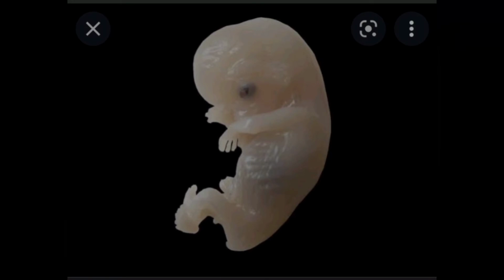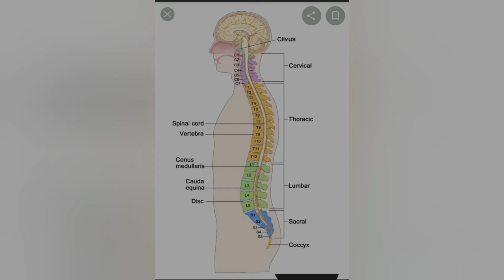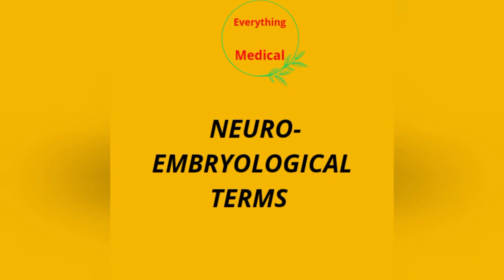Ventral and dorsal. The term ventral refers to the anterior or front aspect of the embryo, while dorsal refers to the posterior or back. Examples. The gut tube lies ventrally to the spinal cord. The spinal cord is dorsal to the developing trachea.